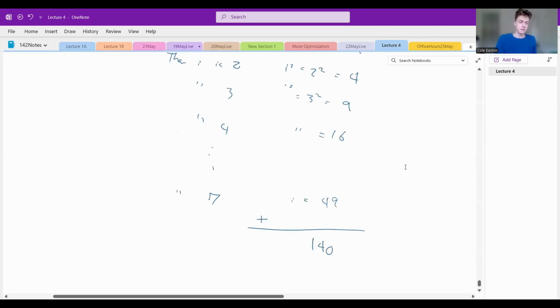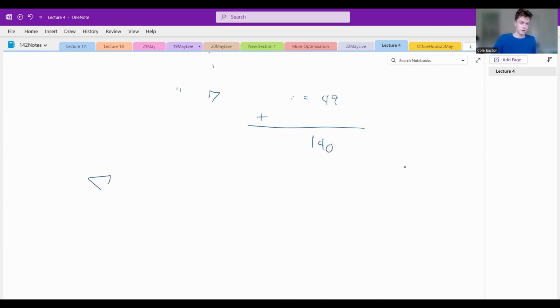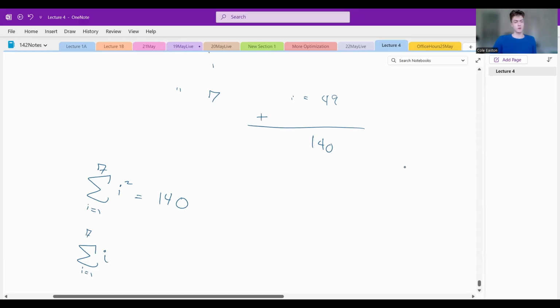And so what that's saying is that the sum from i equals 1 to 7 of i squared equals 140. What if we just said, what is the sum from i equals 1 to 7 of i? Well, then instead of adding 1, 4, 9, 16, now we're just adding 1, 2, 3, 4, all the way up through 7. And so what's that going to give us? Well, once again, you could just type this into a calculator, or you could do it on your paper, and we're going to find that we're going to get 28 for this one.